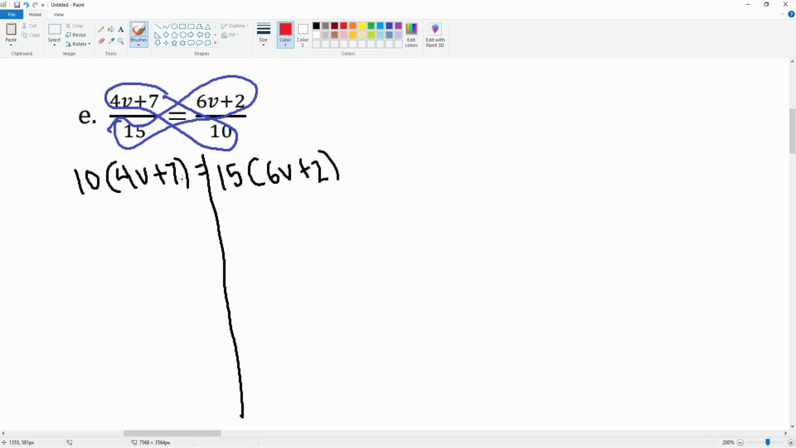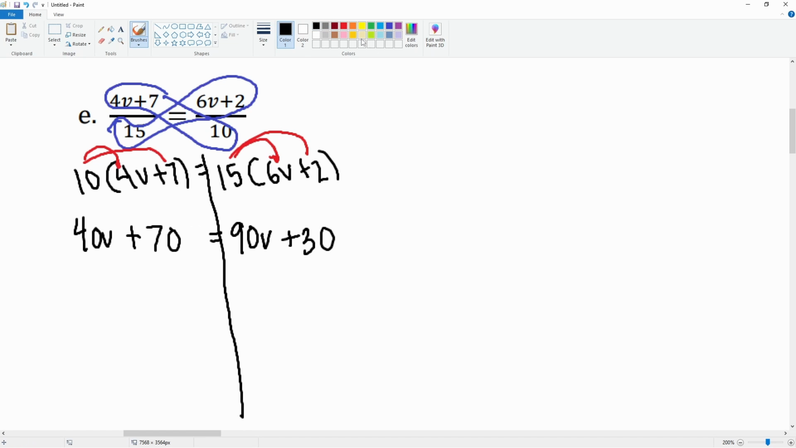So let's now distribute. We have 10 times 4v, which is going to get you a 40v. Then we have the 10 times 7, which is going to give you a plus 70. Bring down the equal sign. Now we do 15 times 6v. 15 times 6 gets you a 90v here. Then we have 15 times 2, which will get you a plus 30. So we want to move the smaller variable, so we want to get rid of the smaller variable.